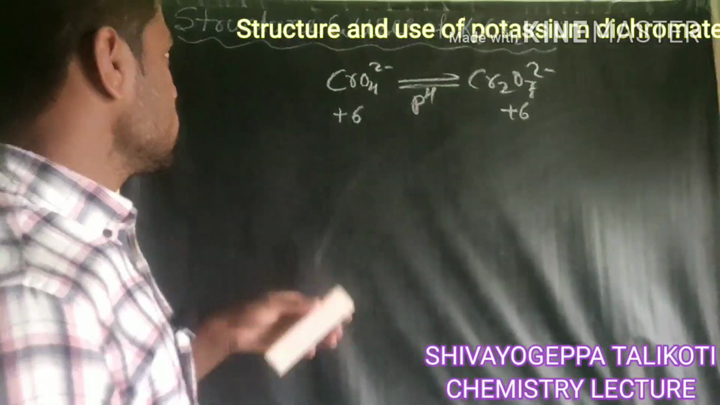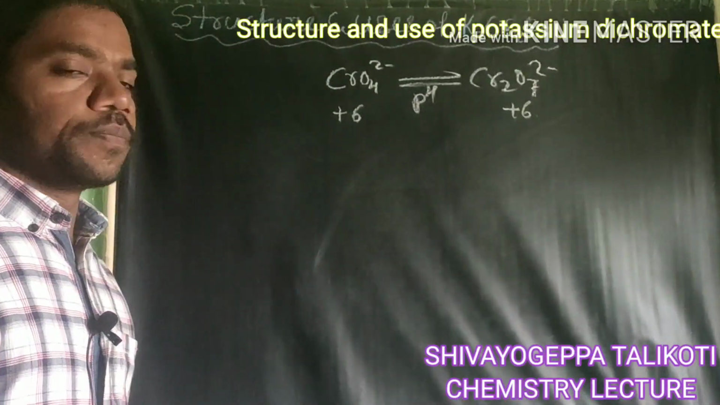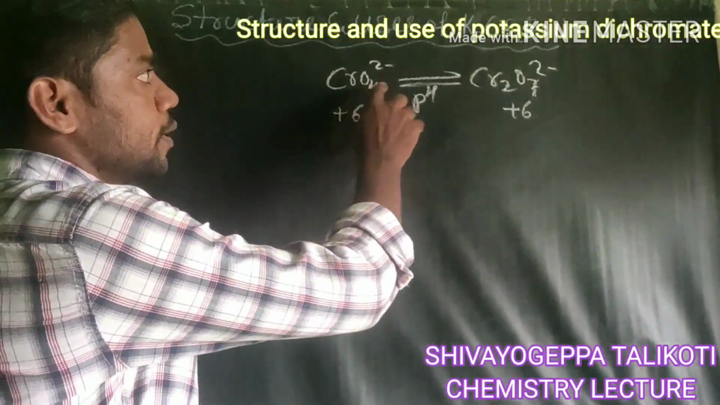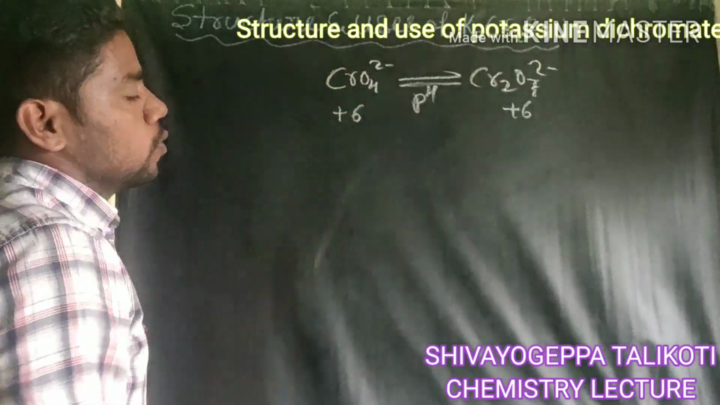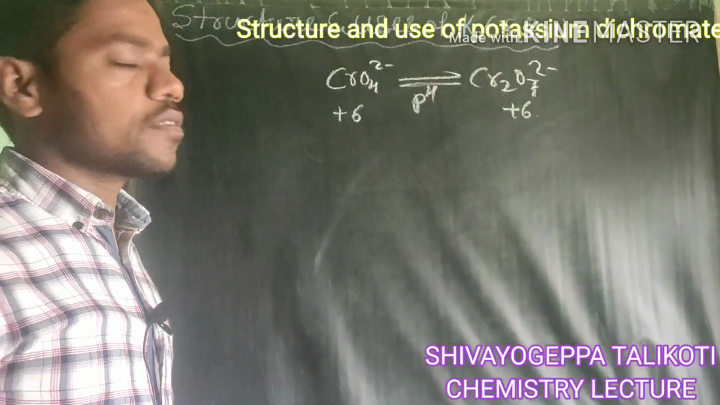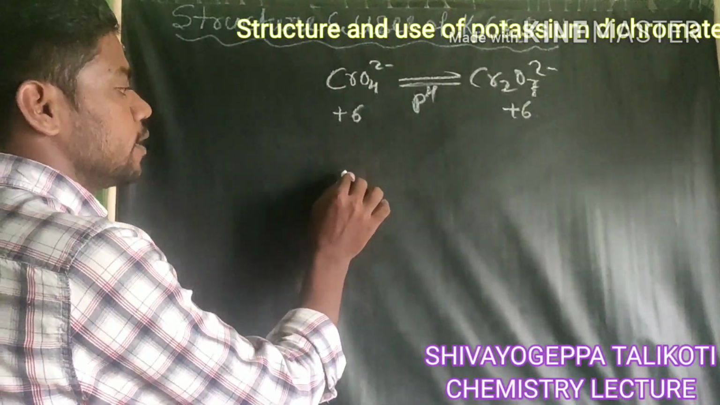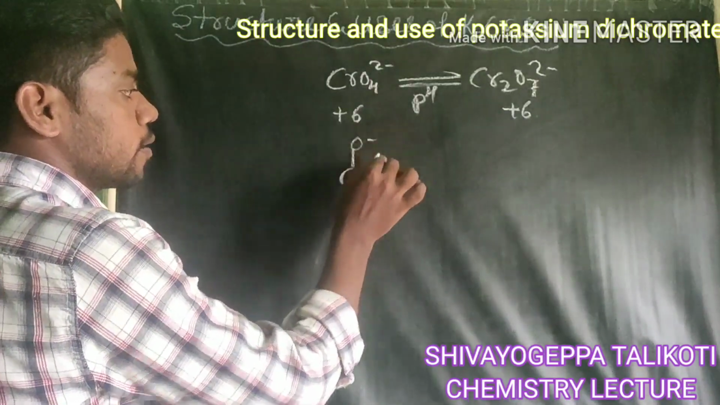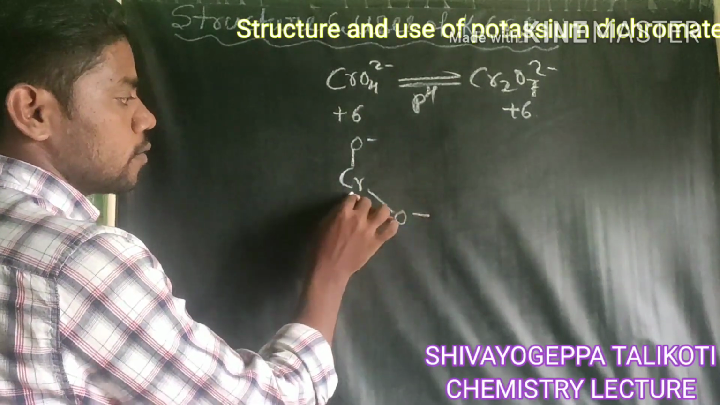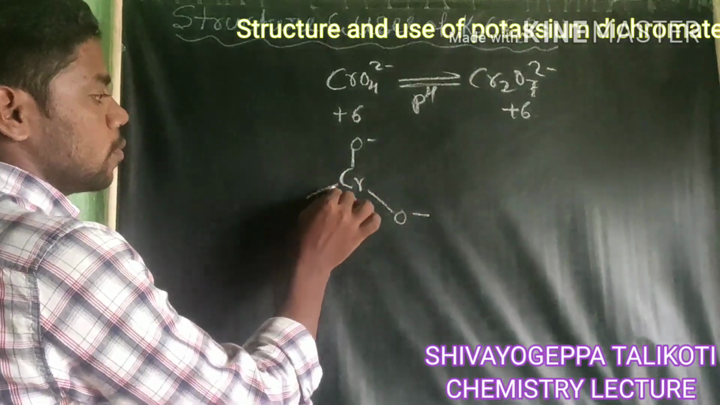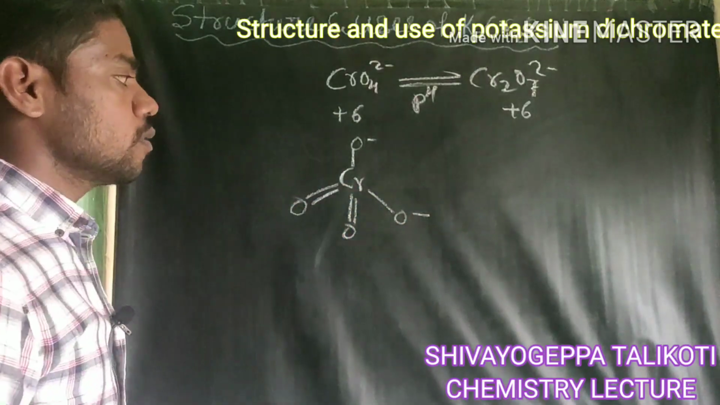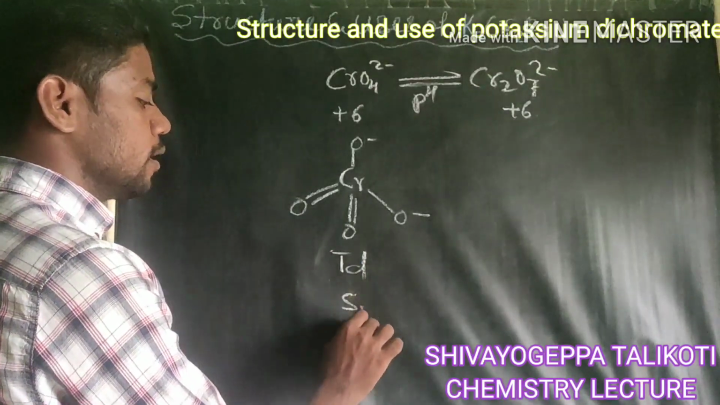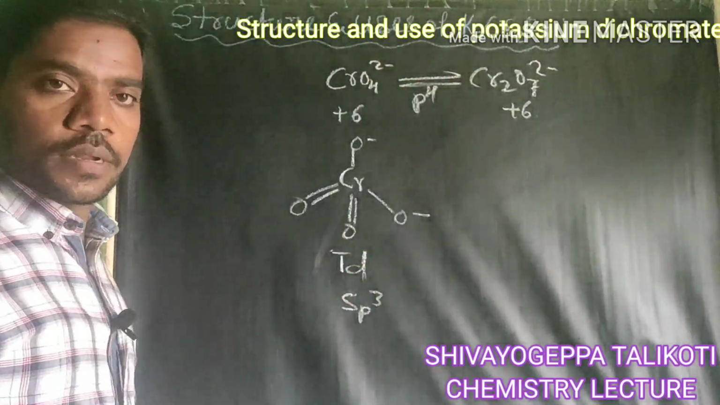Next, in this video I will go for the structure of chromate and dichromate. The chromate ion, dear student, has a tetrahedral shape. This is the chromium structure with O minus, double bond O, and one more. This is a tetrahedral shape and sp3 hybridization compound, dear student.